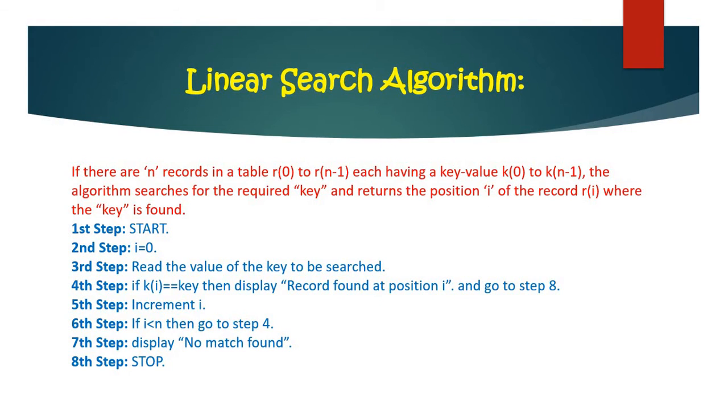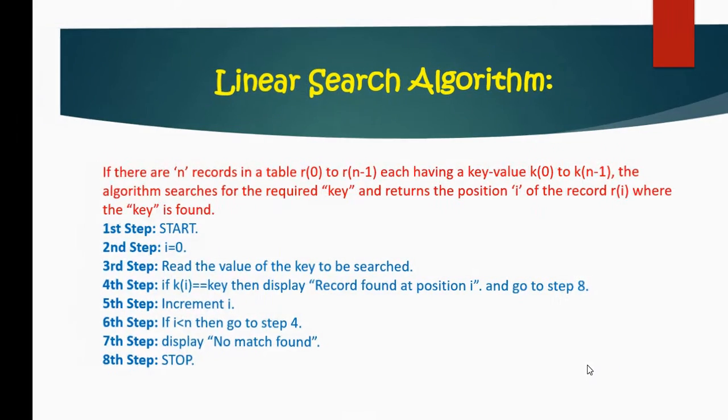Next part is the linear search algorithm. There are certain steps regarding the linear search algorithm. In this, there are n records in the table, each having a key value, from 0 to n minus 1. Every time, the algorithm searches for the required key and returns the position i, starting with i equal to 0, that is the record where the key value is found.